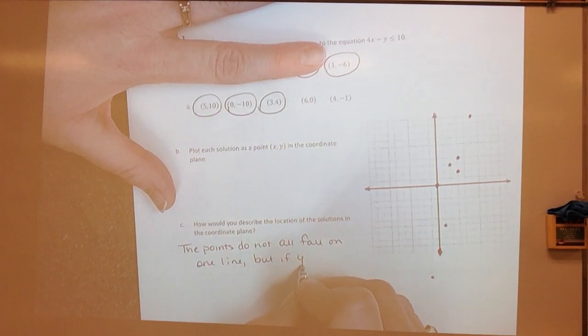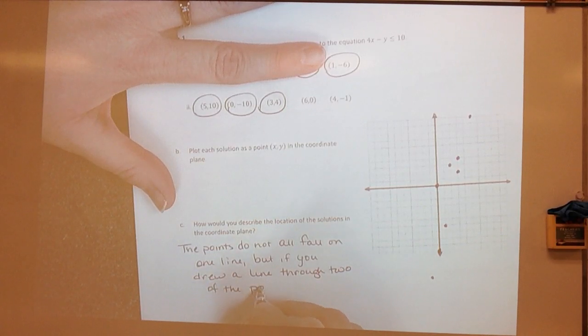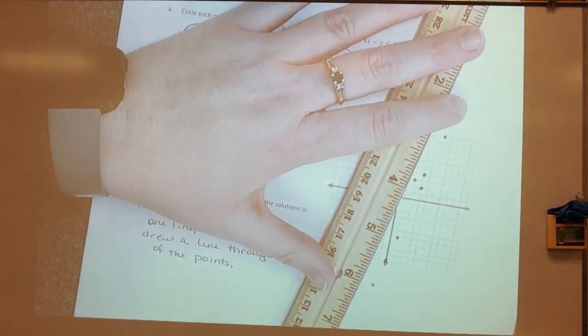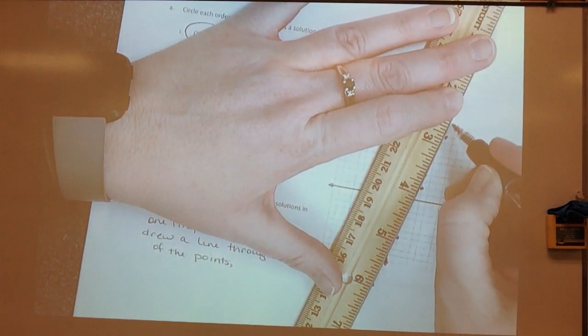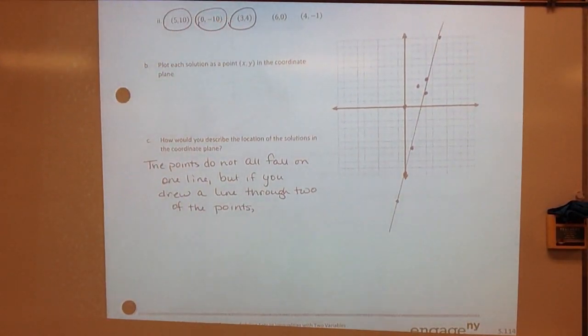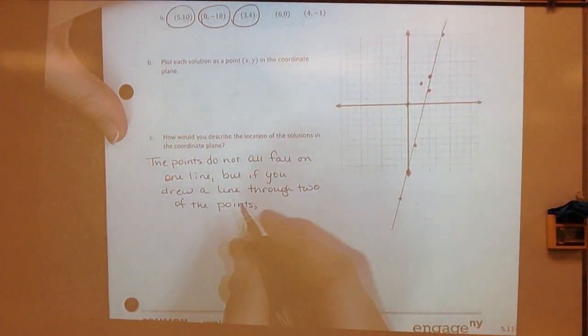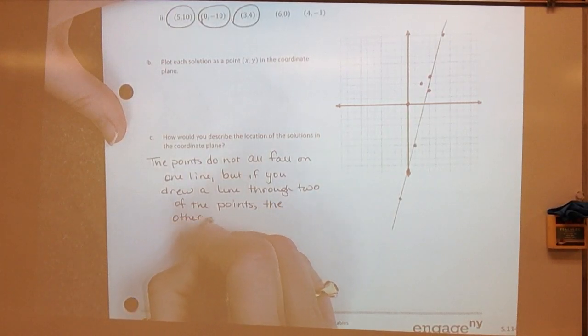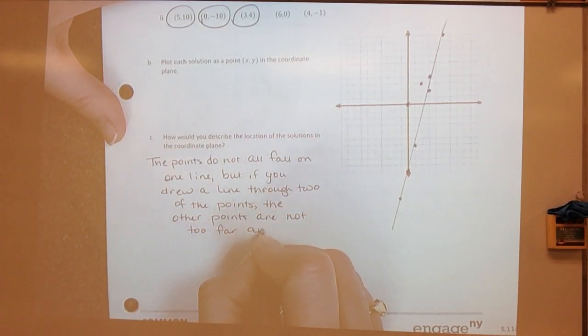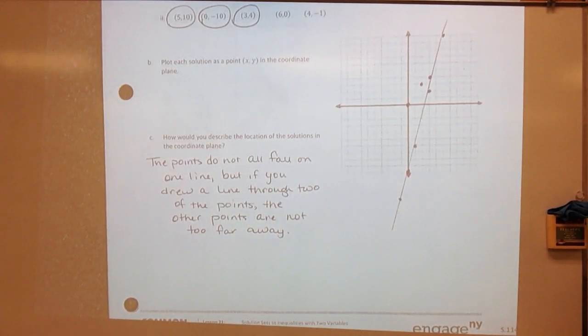But if you drew a line through 2 of those points, so in other words, if I were to just choose 2 points here, and let's say that I'm going to draw a very light line through that, you would see that the other points are not too far away from that line. So they don't all exactly fall in that straight line, but they're not too far away.